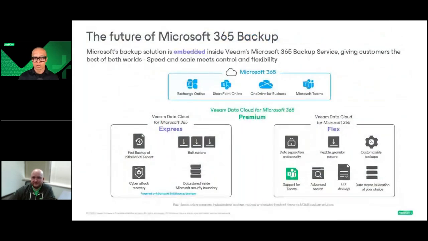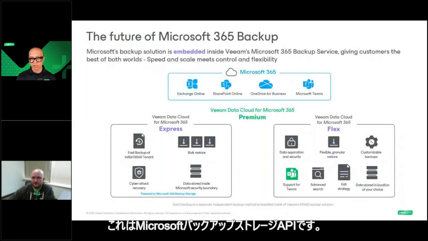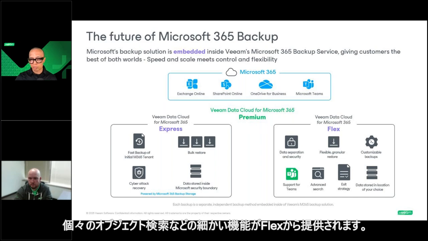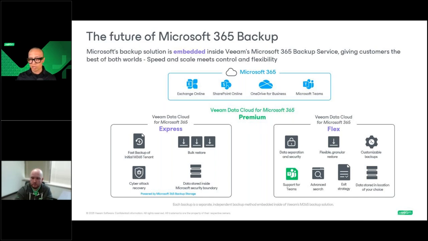All right, so what you see on the screen on the left side is Express. That's the Microsoft Backup Storage API. That's your disaster recovery policies and capabilities. On the right side is what we call Flex, and that is the Microsoft Graph API-based backup and restore. All the granularity, like individual objects, search, all those granular capabilities come from Flex.